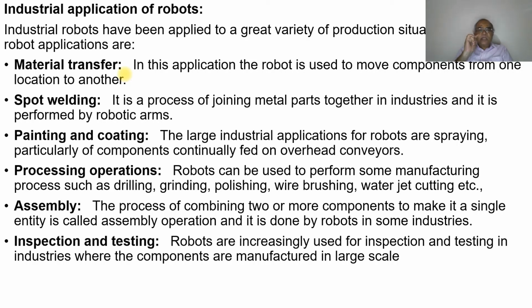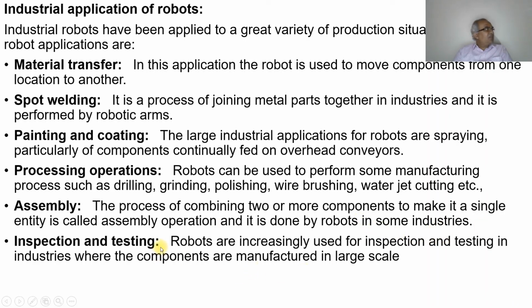Then processing operations. Robots can be used to perform some manufacturing processes such as drilling, grinding, polishing, wire brushing, water jet cutting, etc. So these are all special operations which are done by the robot. Then the assembly. The process of combining two or more components to make a single entity is called assembly operation, and it is done by robots in some industries.